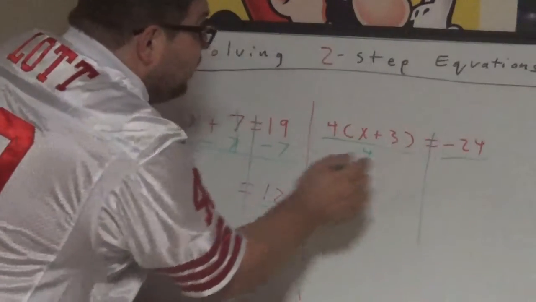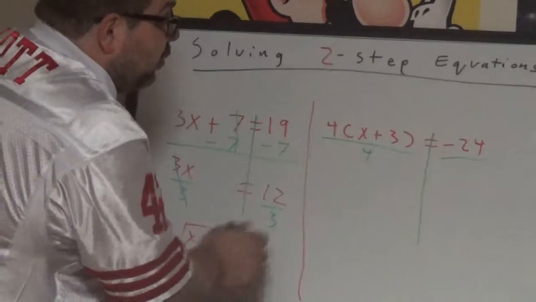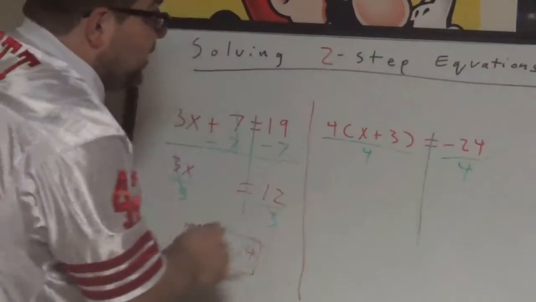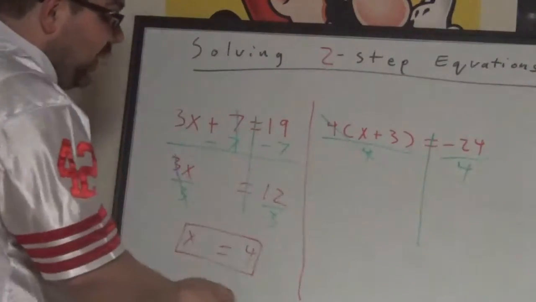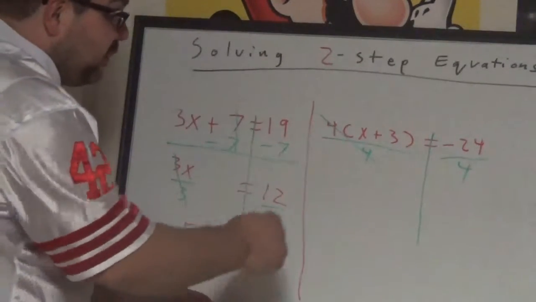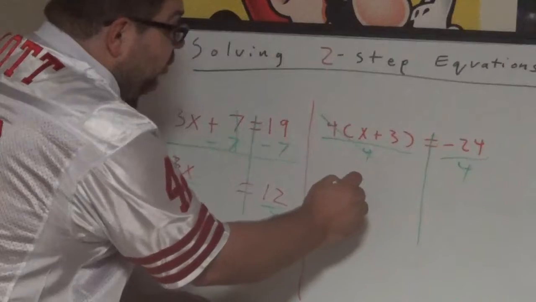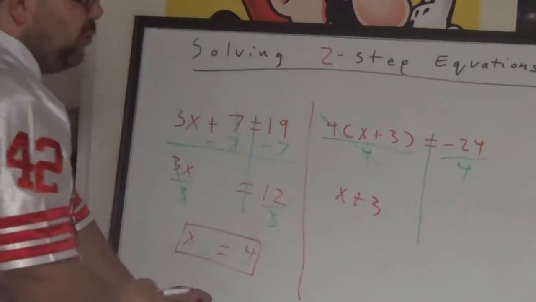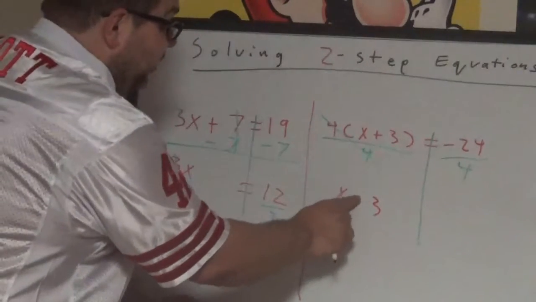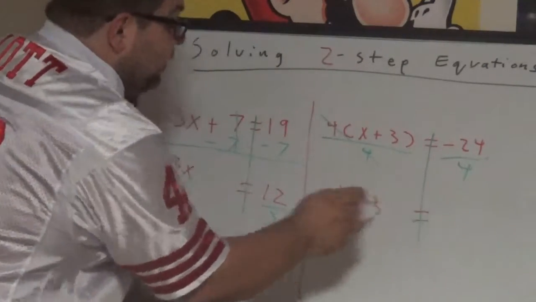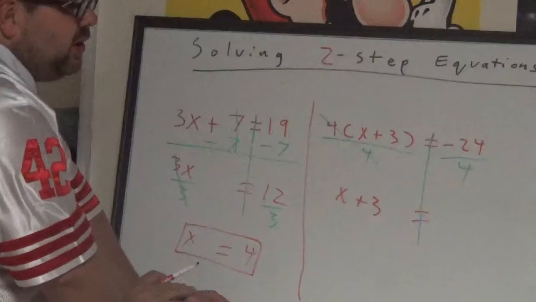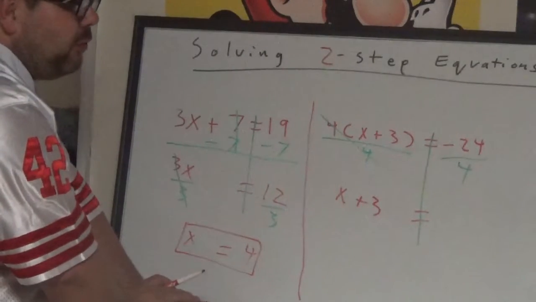So now I'll divide the other side by 4. Whatever I do to one side, I do to both. Now, the 4's cancel out. And now I can bring down x plus 3. I don't need parentheses anymore because there's nothing else there. I just have x plus 3 equals negative 24 divided by 4.